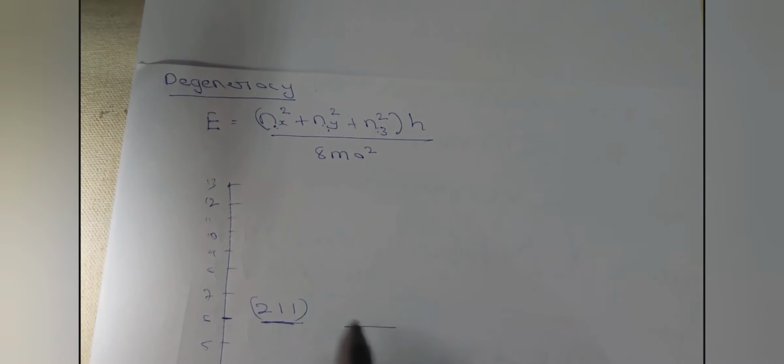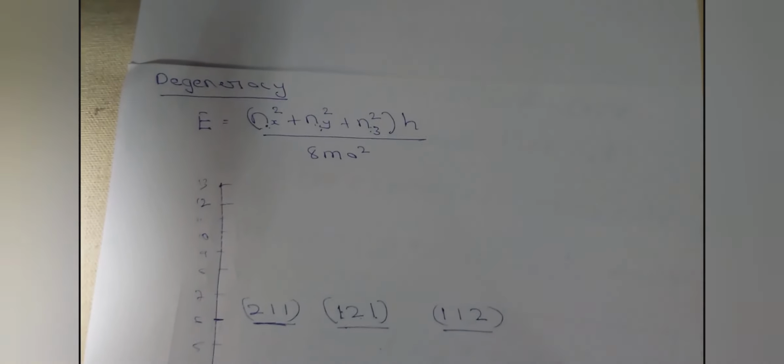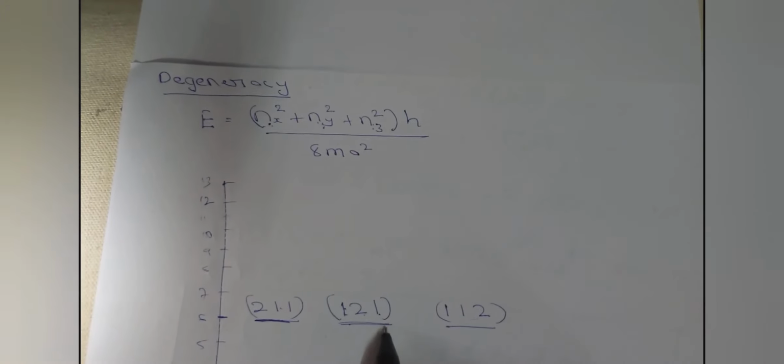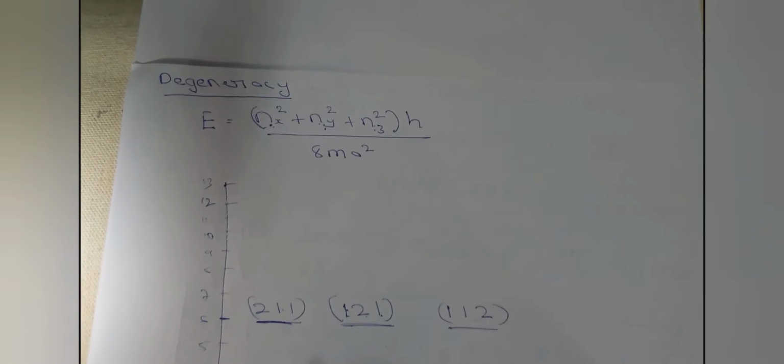And then we can also have 1, 2, 1. nx will be 1, ny will be 2, and nz will be 1. And then we can have 1, 1, 2. So these are the possible combinations. Now these three energy states are degenerate, that means they have the same energy.